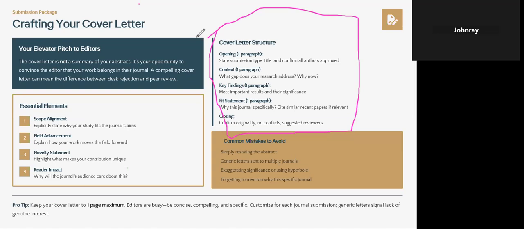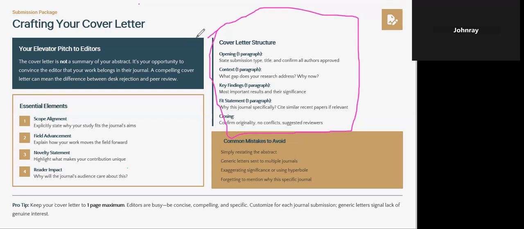State what the significance is. Be specific and don't exaggerate it. And don't forget to mention why this specific journal. They don't tell us why, so add it. This is the reason I want my paper to be submitted in this journal.